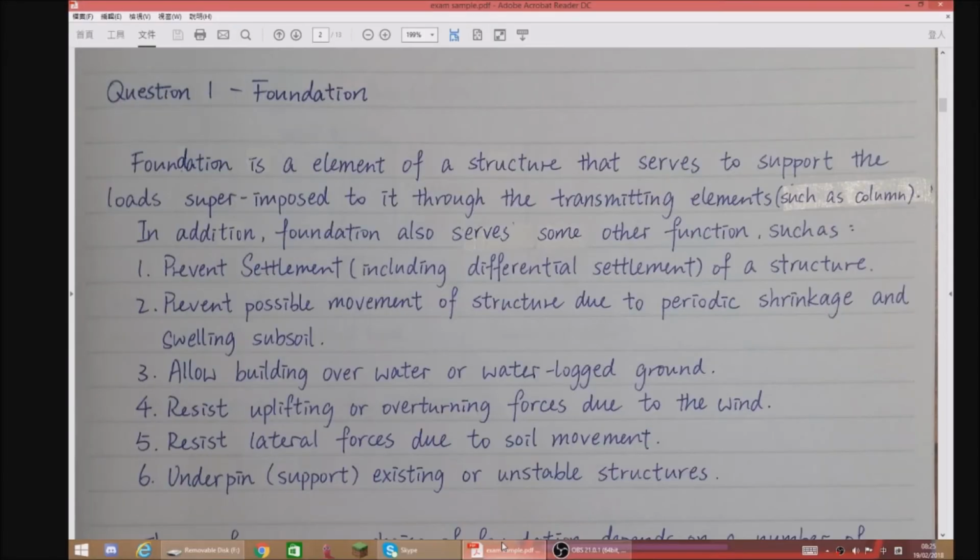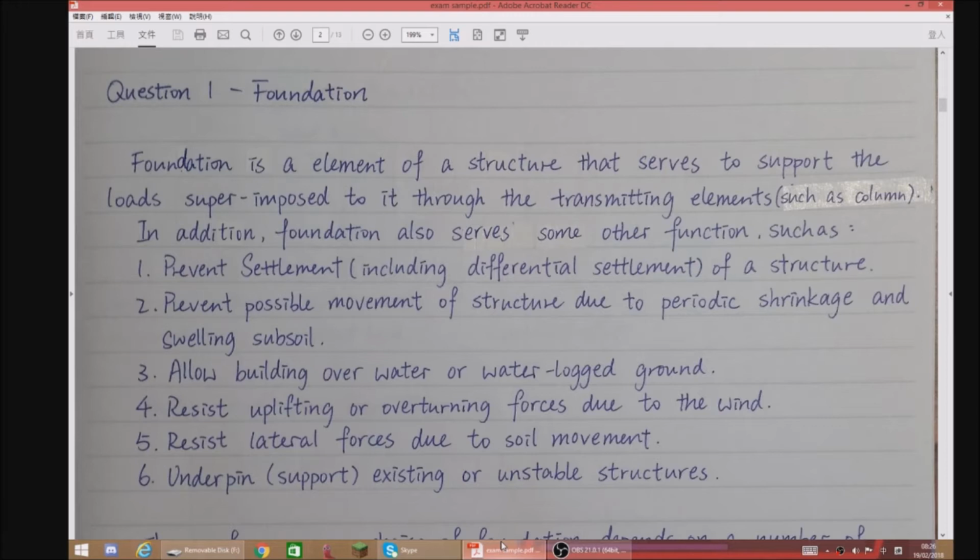Good morning. Today I will show you some exam samples, how to do the exam much better. This is one of the examples. The topic is related to the foundation. I think most of the students have problems. They don't properly organize their essay-type questions. That's why they score a little bit lower.